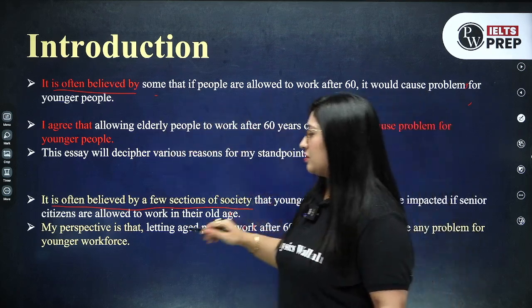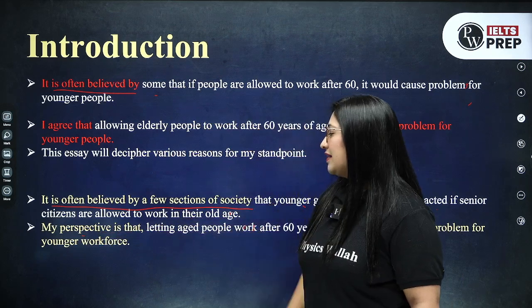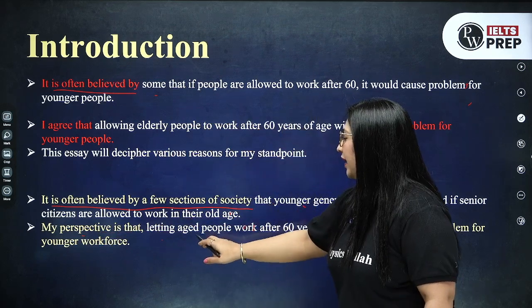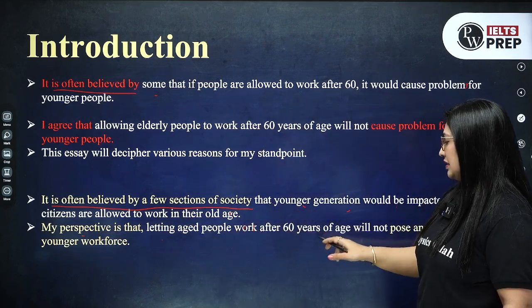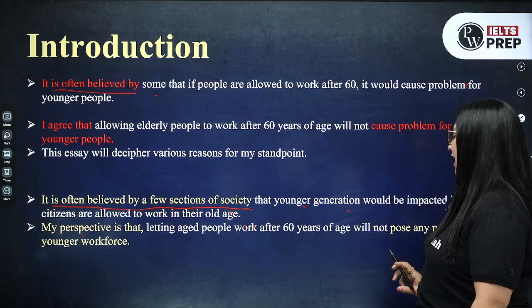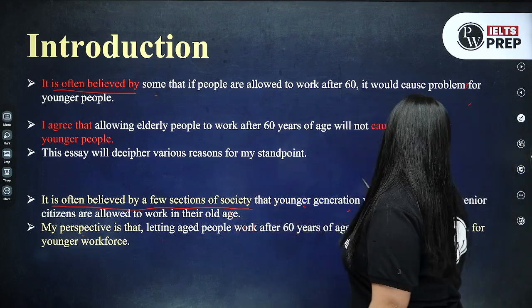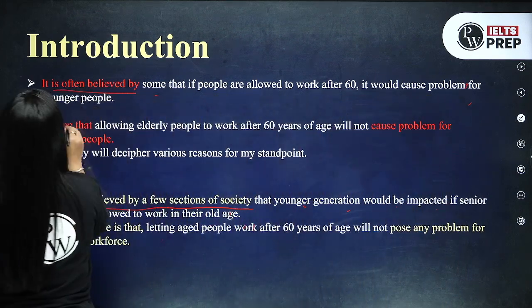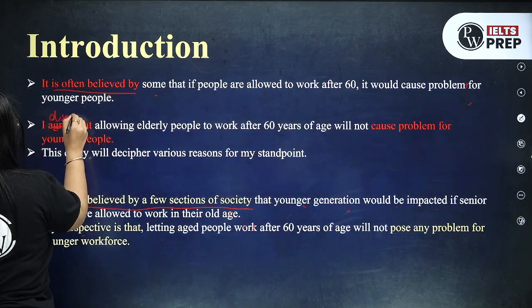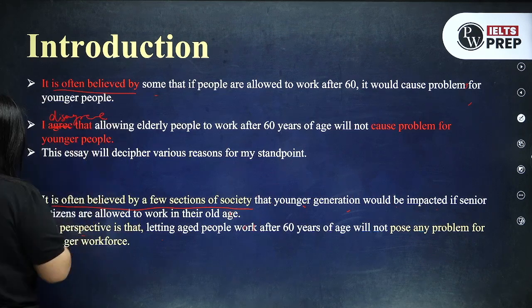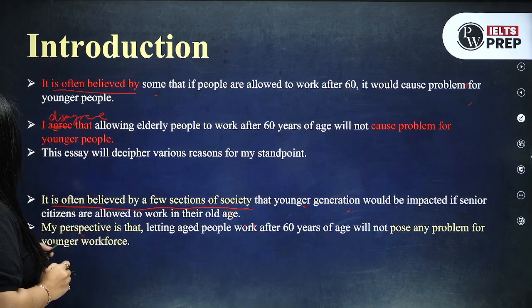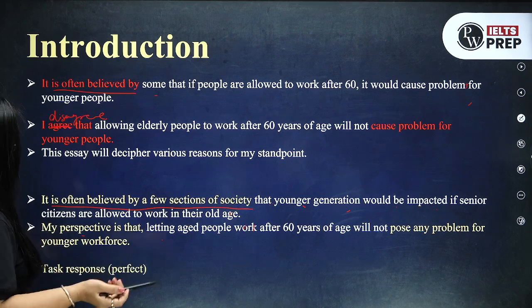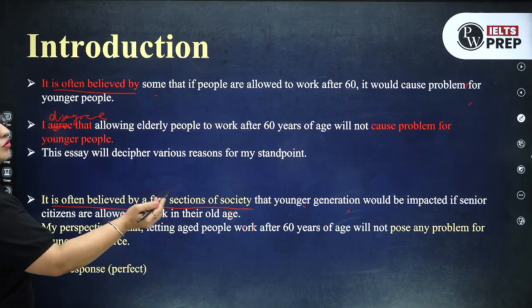Then I disagree, I agree with allowing people. Let's suppose if this is the topic, so my perspective is that letting aged people work after 60 years of age will not pose any problem for younger generation, right? So any problem for younger generation, so we would disagree, okay, so नहीं करेगा problem, okay. Then what I'm going to write down, simple here, my two reasons, okay.